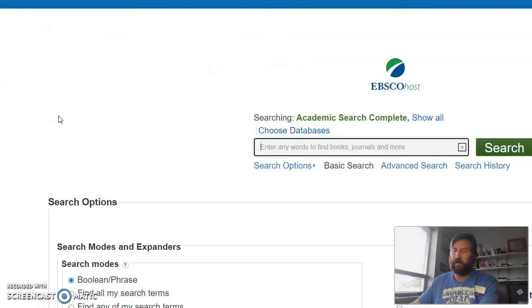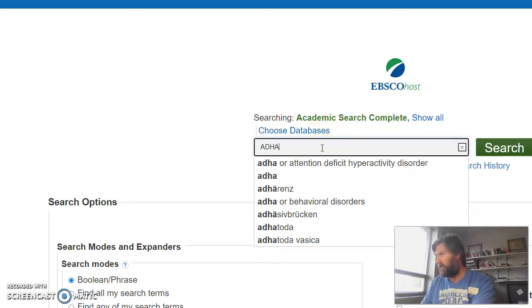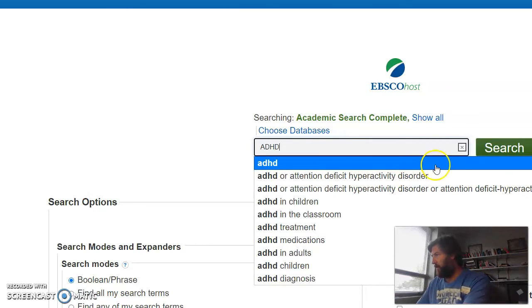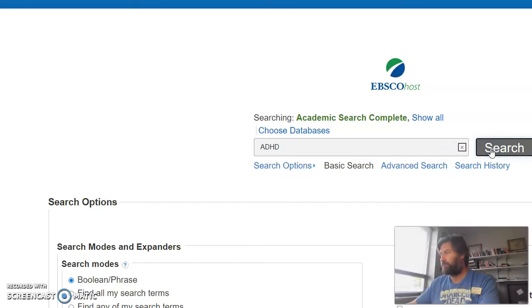This is selecting all the databases that the library has, and that page earlier was similar. So then I'm going to put ADHD and then search.